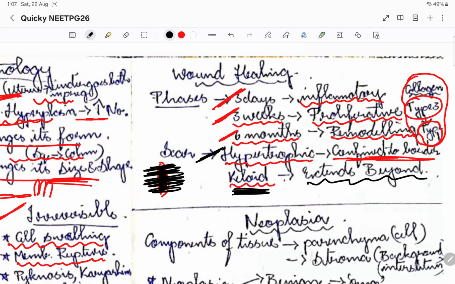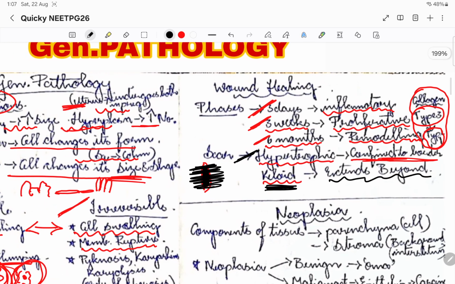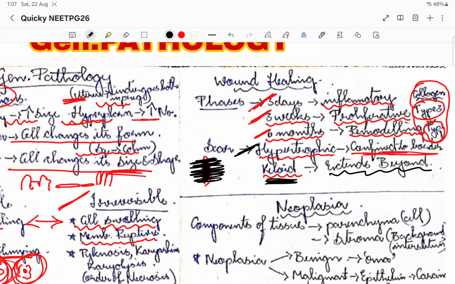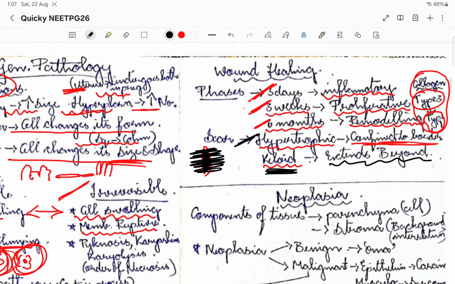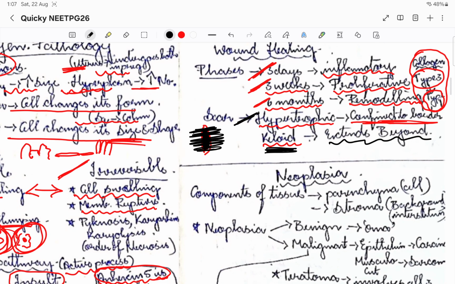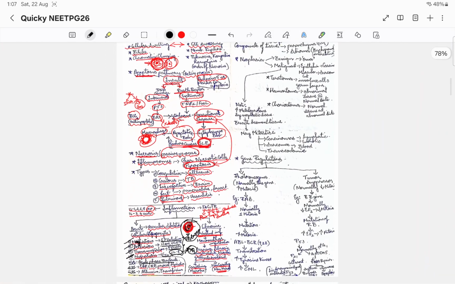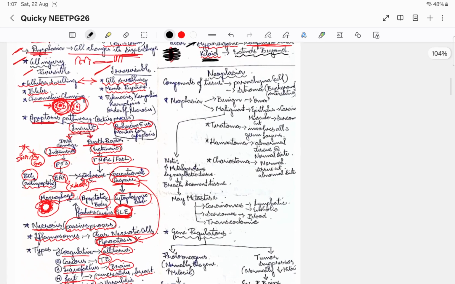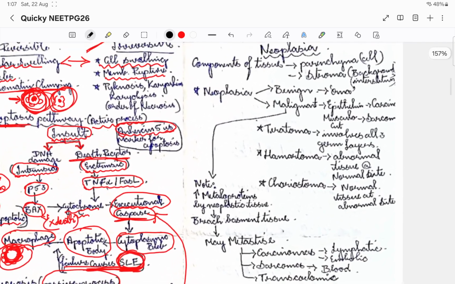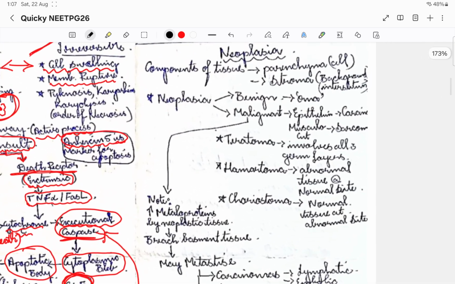So these are the two types of pathologies that we can see when the phases are affected with respect to wound healing. That's it; this is the general pathology that we wanted to discuss. All the nomenclatures we have discussed. Now we'll jump on to the major thing, your favorite, neoplasia.